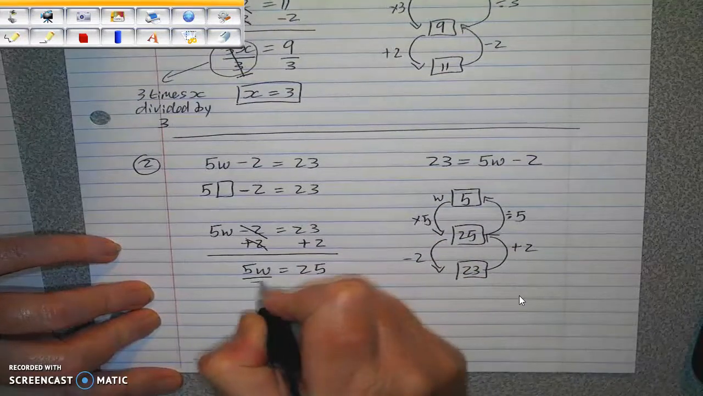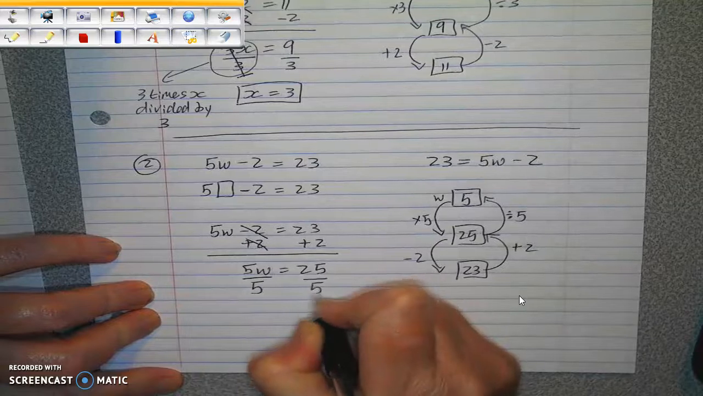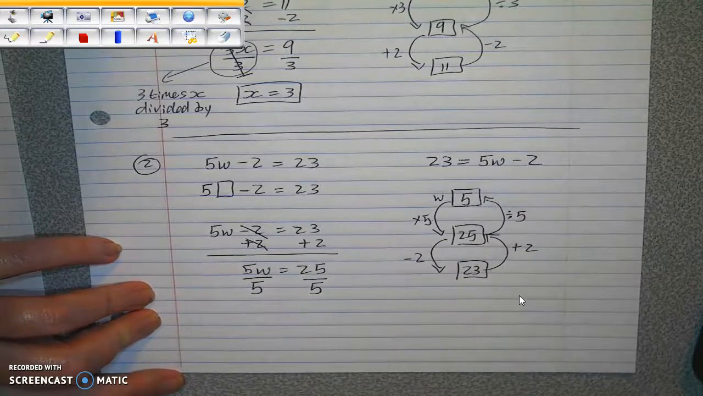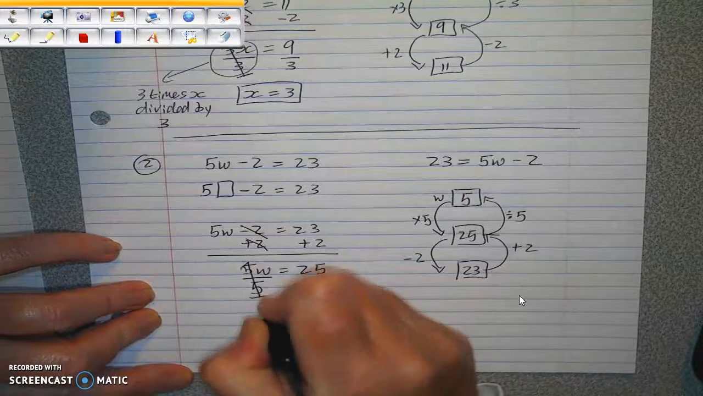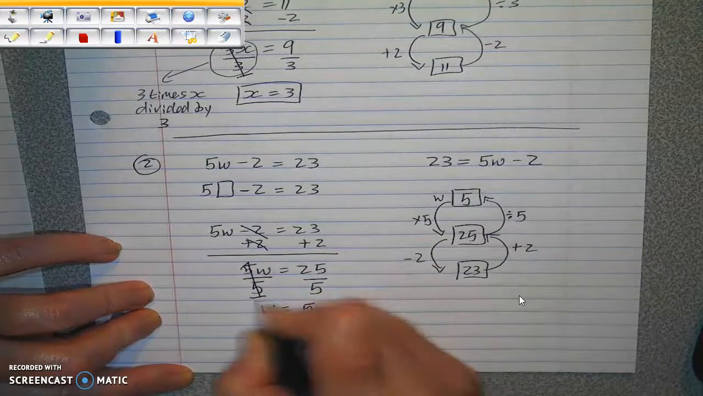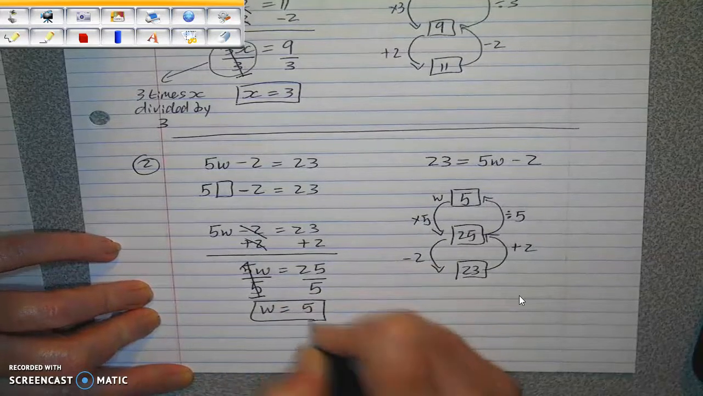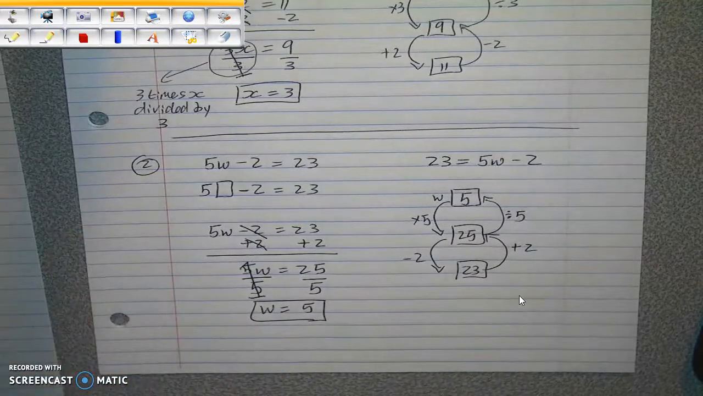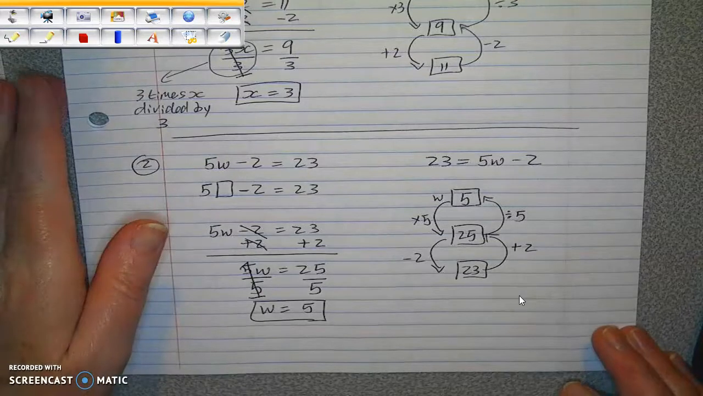And then, because they multiplied, you do the opposite operation to undo the multiplication. And you divide, and you're going to get W equals 5, because 25 divided by 5 is going to give you 5. So those are 2 problems done for you.